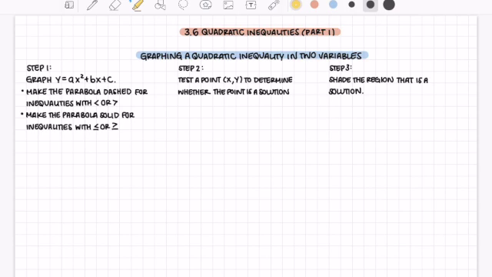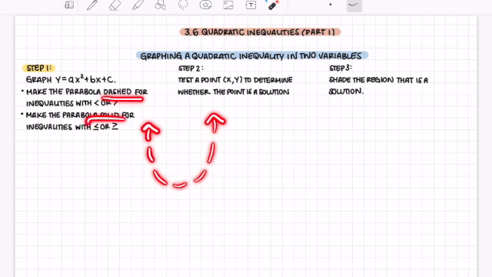The first step here is step 1. We're asked to graph out the following equation, y equals ax squared plus bx plus c. When we create this graph, we're going to be given either a less than sign, a greater than sign, a less than or equal to sign, or a greater than or equal to sign. If we're given a less than or greater than sign, then our line for the parabola is going to be dashed, like so.